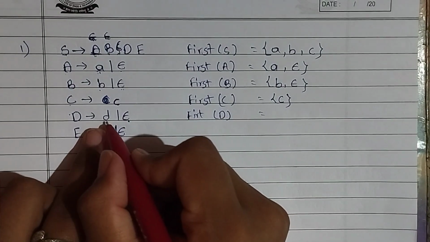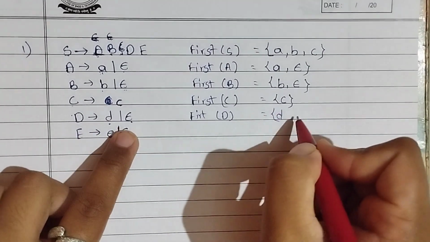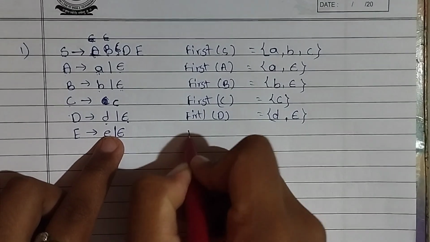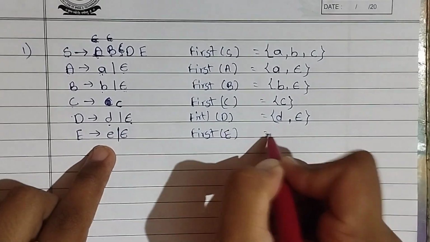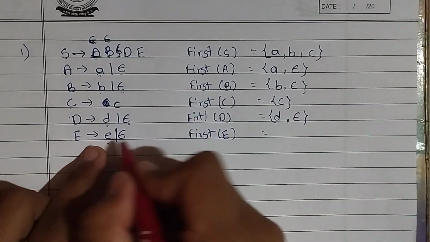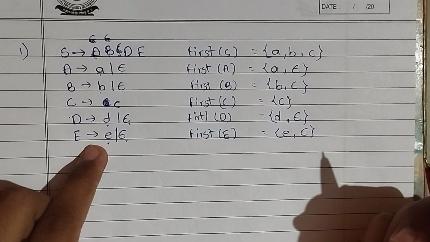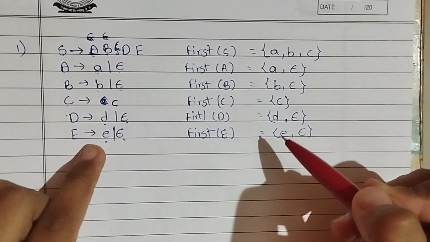This is the OR symbol, so this or this. So this is the starting symbol d, or the starting symbol null. And first of E. So first of E is small e or null. I hope you all get the idea how we find the first.